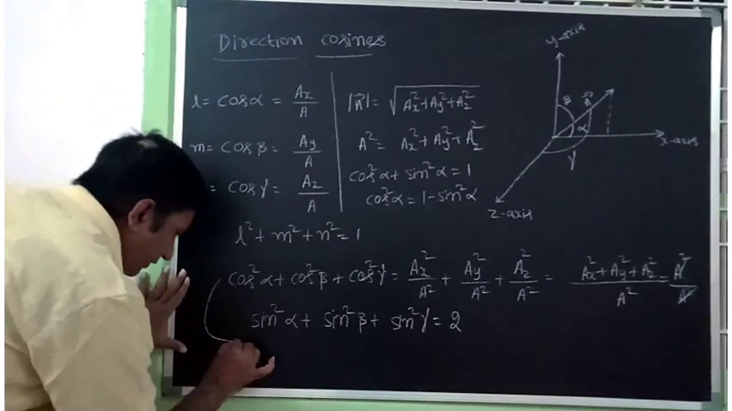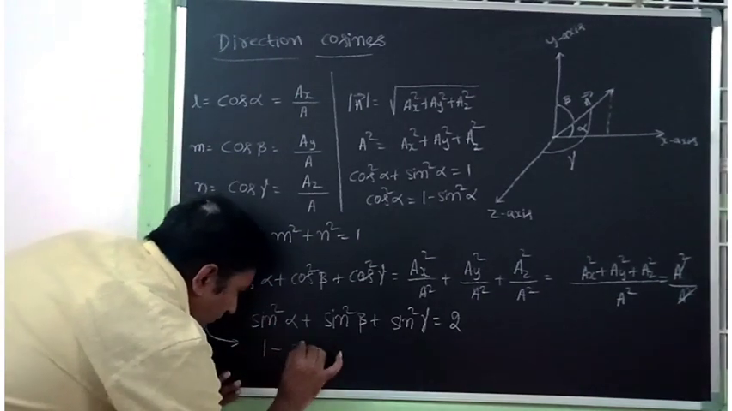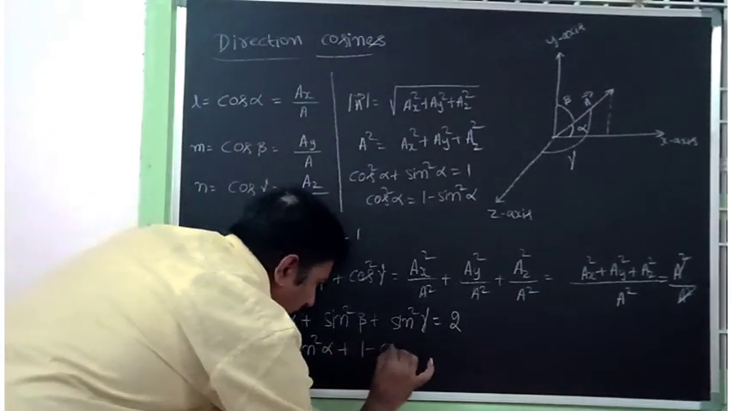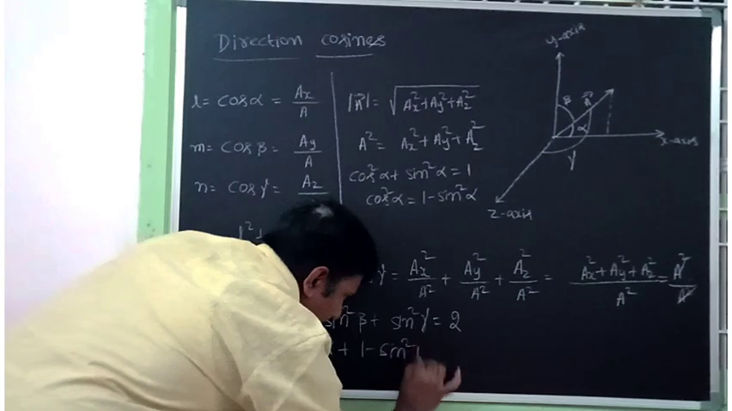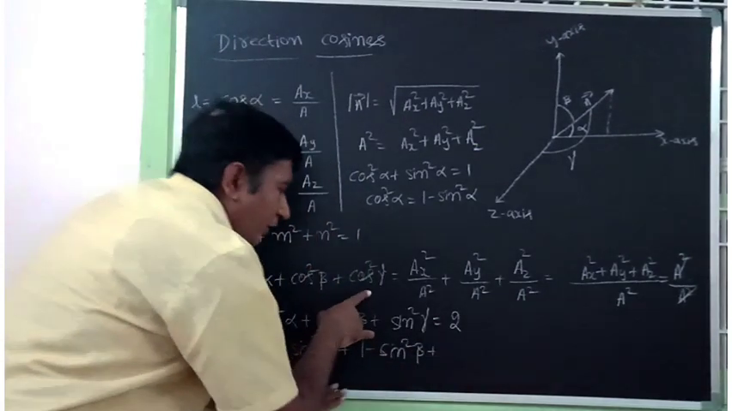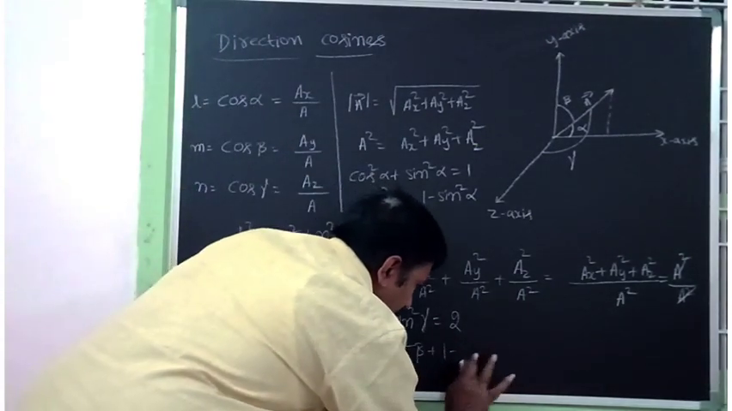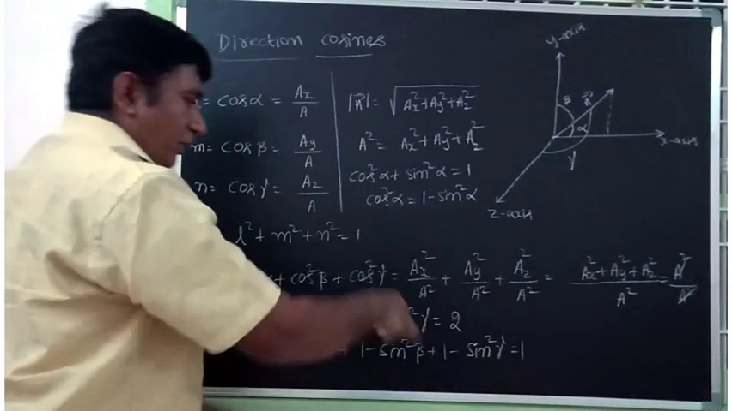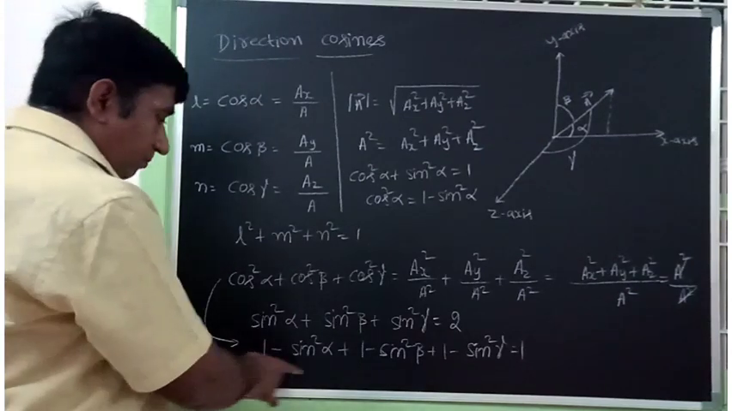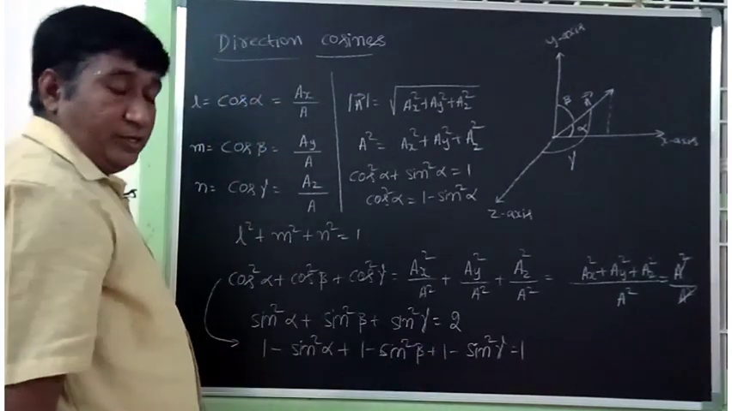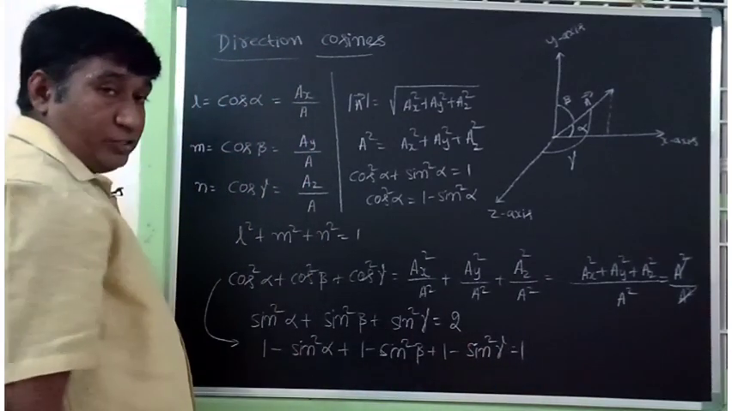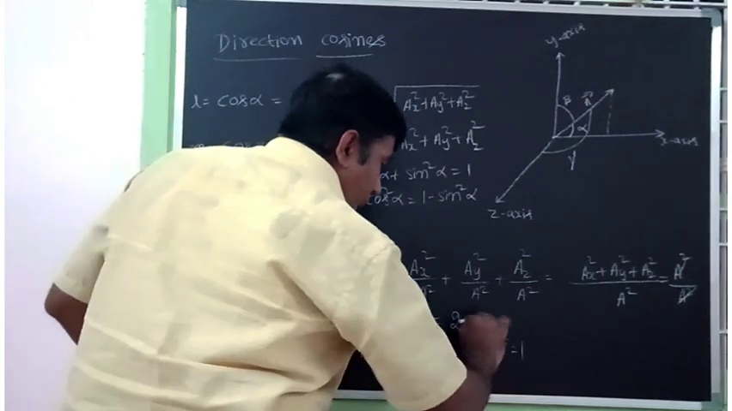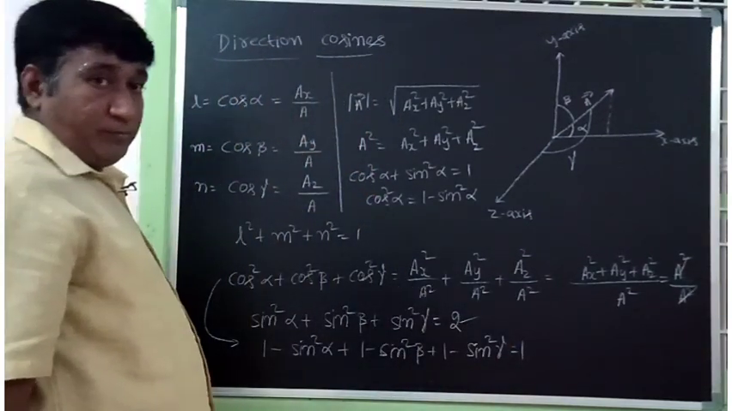So with this equation, I can obtain 1 minus sin square alpha. In the same way, for beta 1 minus sin square beta, and for gamma 1 minus sin square gamma, which is equal to 1. Already we have proved this. Here 1 plus 1 plus 1 is 3. If we move it to this side, 3 minus 1 gives 2. So sin square alpha plus sin square beta plus sin square gamma is equal to 2, which you can obtain.